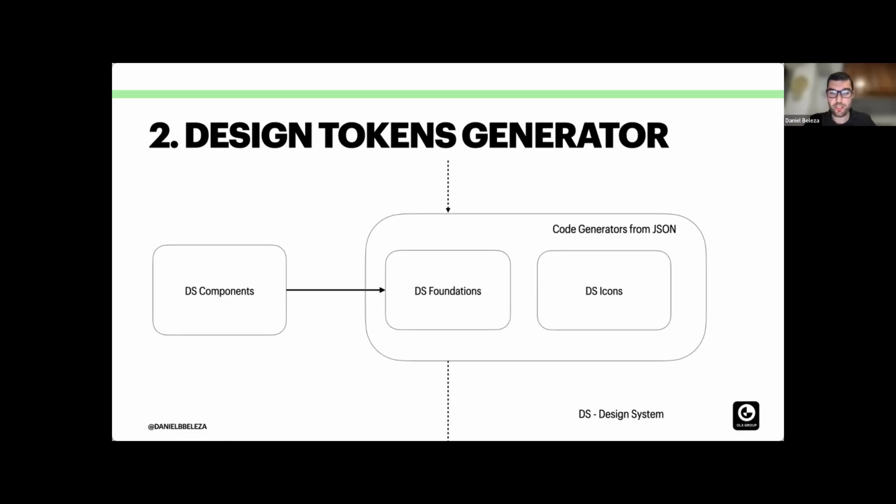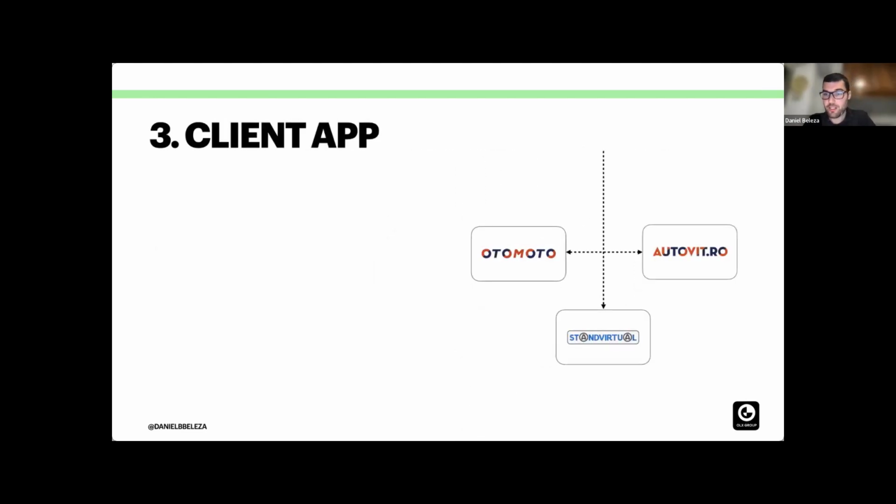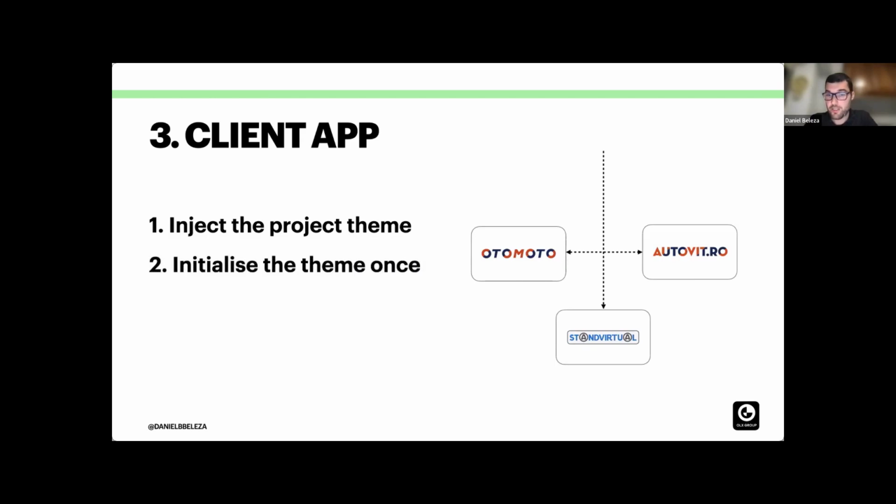But for now, we are generating the design tokens to be used on the components and directly in each of our products. In our case, the ones we are working with are Automoto, Autovid, and Stand Virtual. In this, we just need to pick up the theme that was generated, inject the project theme, initialize the theme once to load all the resources, and you basically use the components, icons, and colors wherever we need.